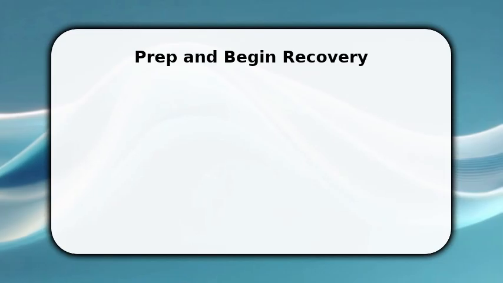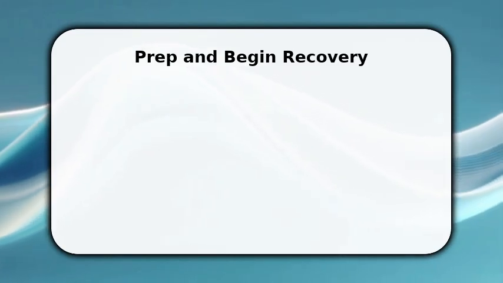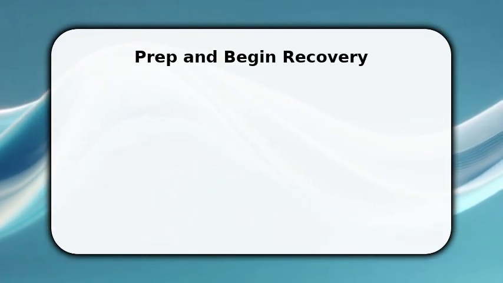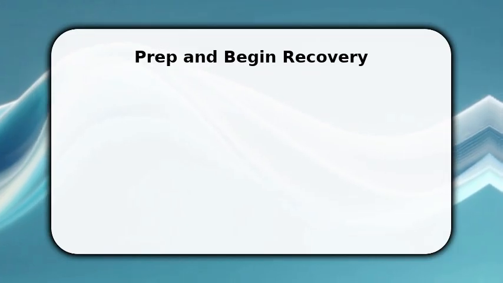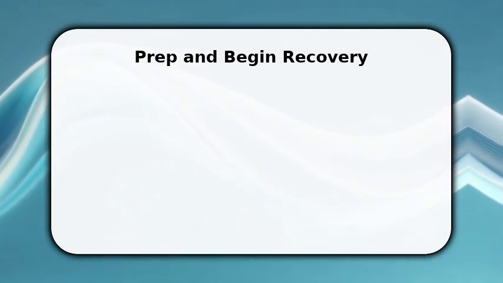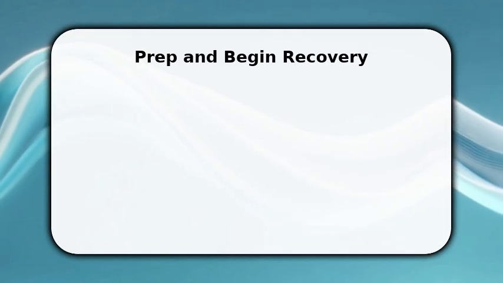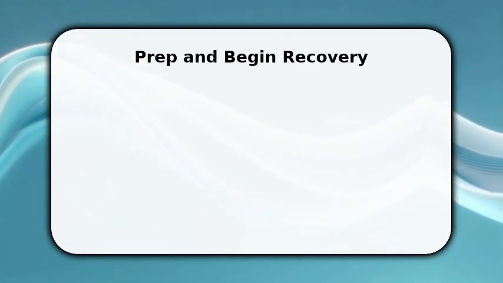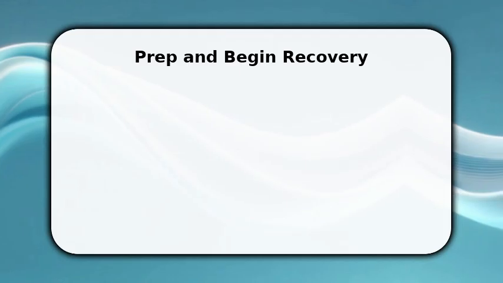You start by verifying the exact iPhone unavailable message and take note of any retry countdown. Plug the phone into a computer with Finder or iTunes and make sure it has at least 50% battery. You'll need your Apple ID and password, so keep them handy.